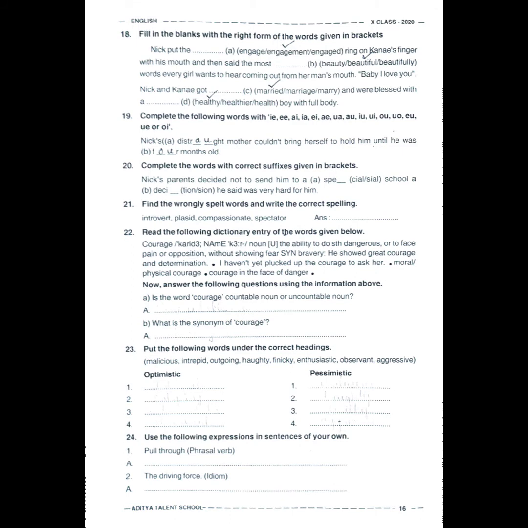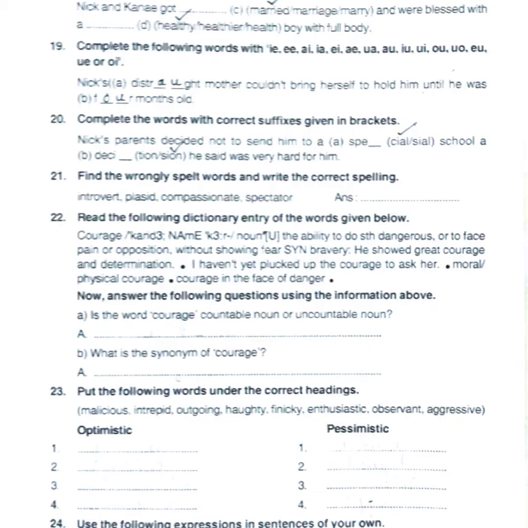20th one. Complete the words with correct suffixes given in the bracket. Let us apply the correct suffix in order to complete the word. Nick's parents decided not to send him to a special school. CIAL, special school, and decision, spelling D-E-C-I-S-I-O-N, decision, he said was very hard for him.